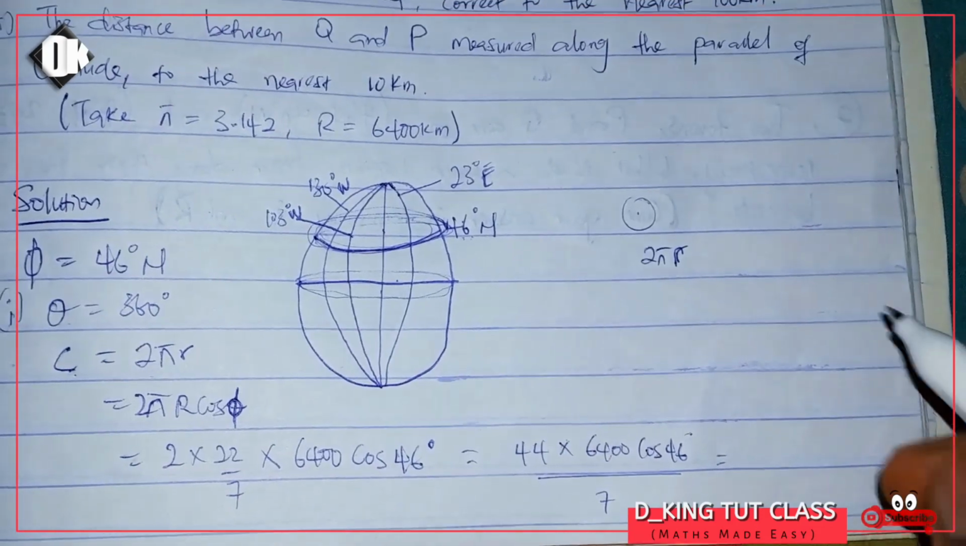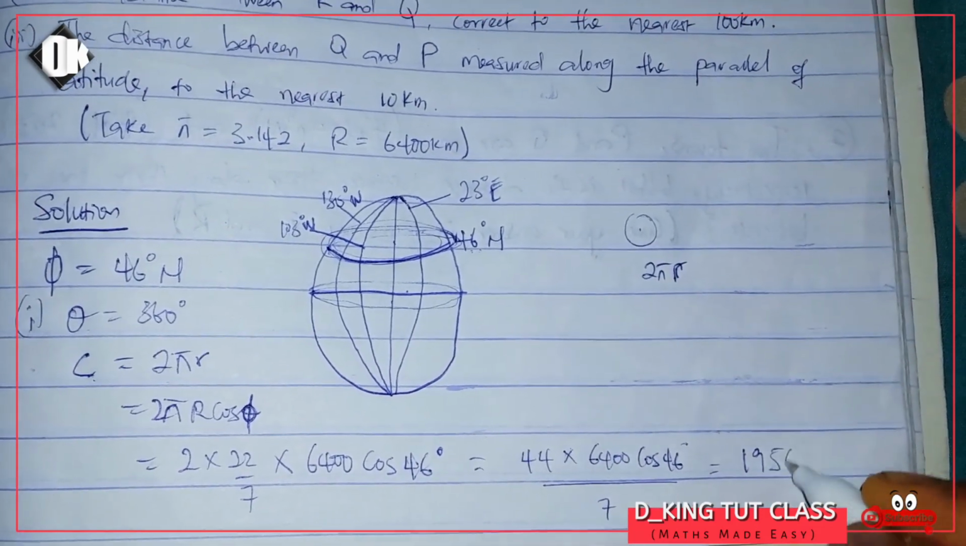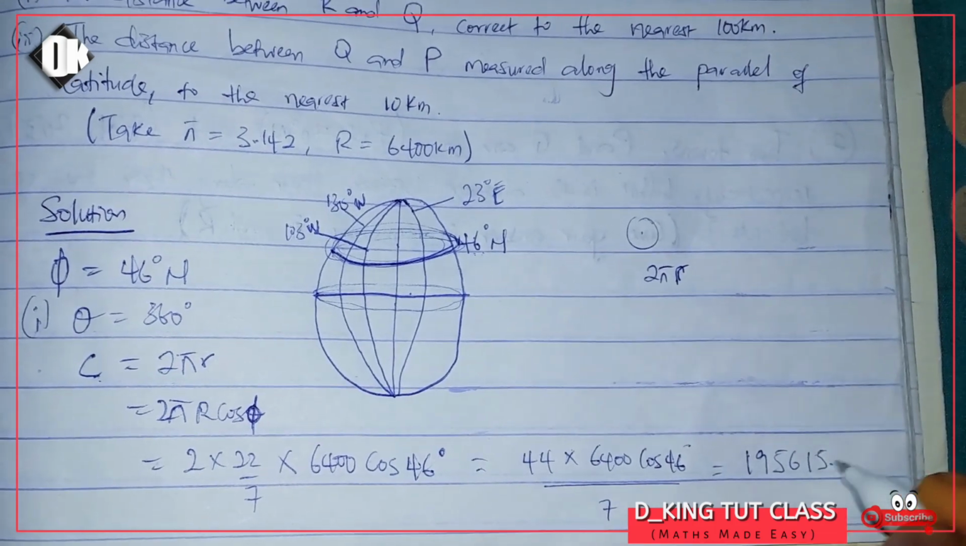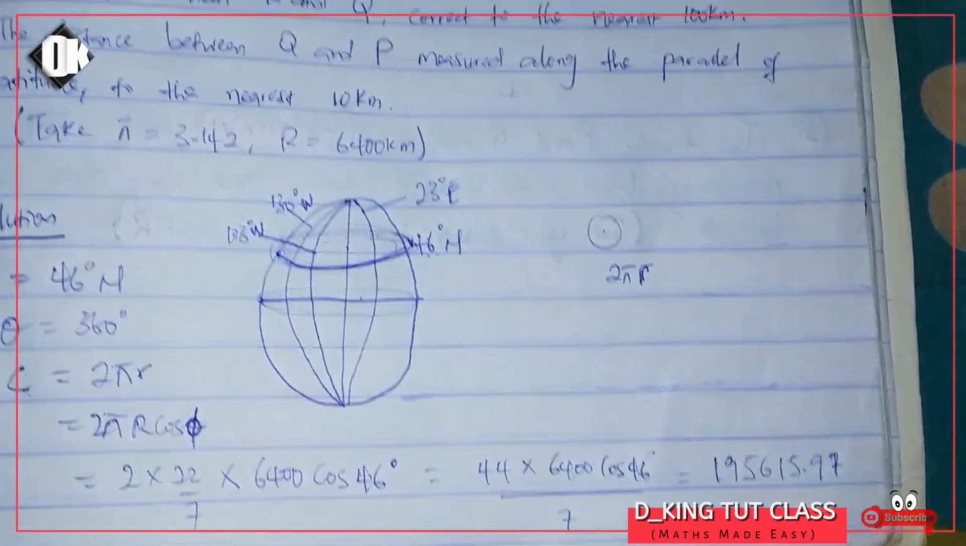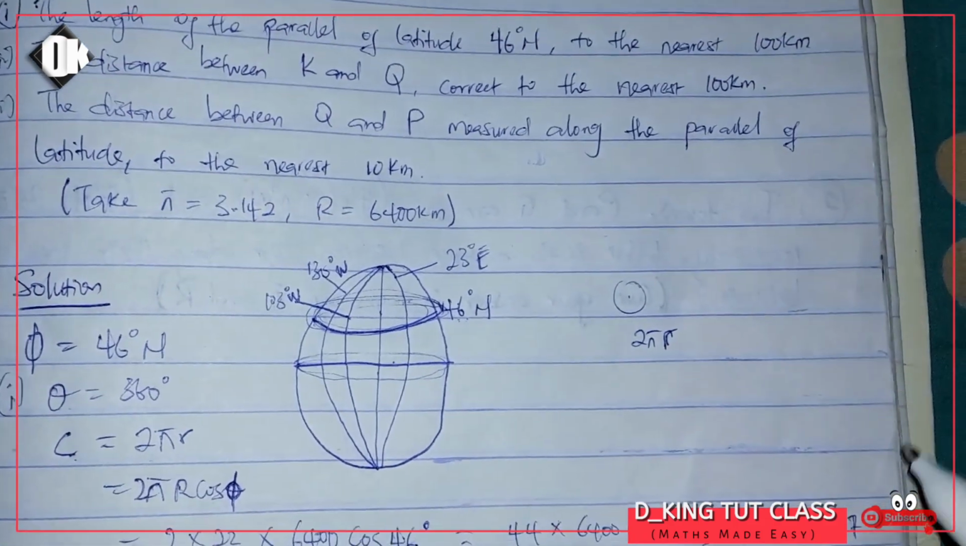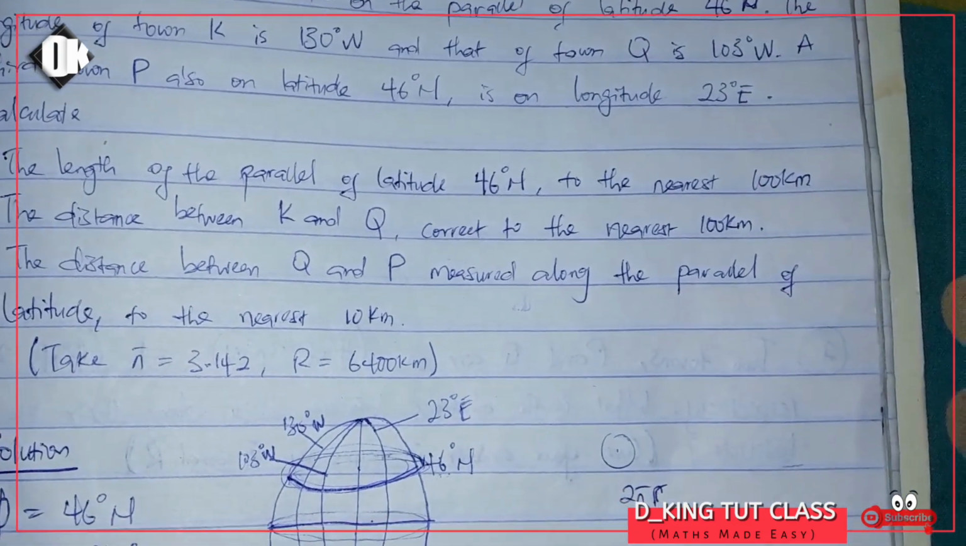Okay, so the value of my circumference here is 195,615.97. Now, the question says I should express this in kilometers. The question is expressed to the nearest 100 kilometers.